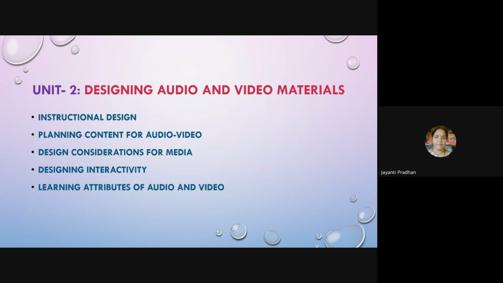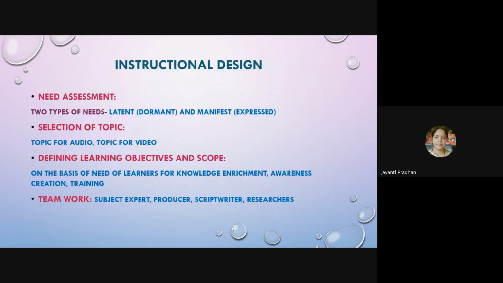Now the second unit considers designing audio and video materials. In that, we are going to cover instructional design, planning content for audio-video, design considerations for media, designing interactivity, and learning attributes of audio and video. The first part is instructional design. Instructional design means the methodology we are going to follow for delivering the content.